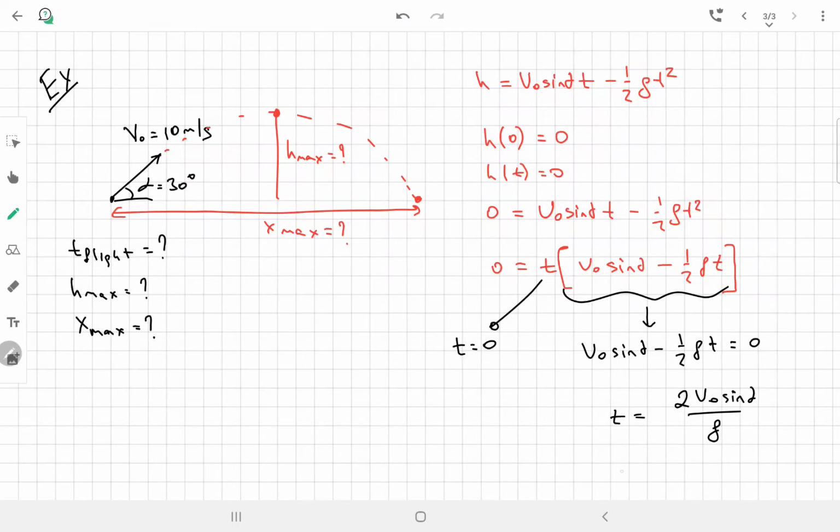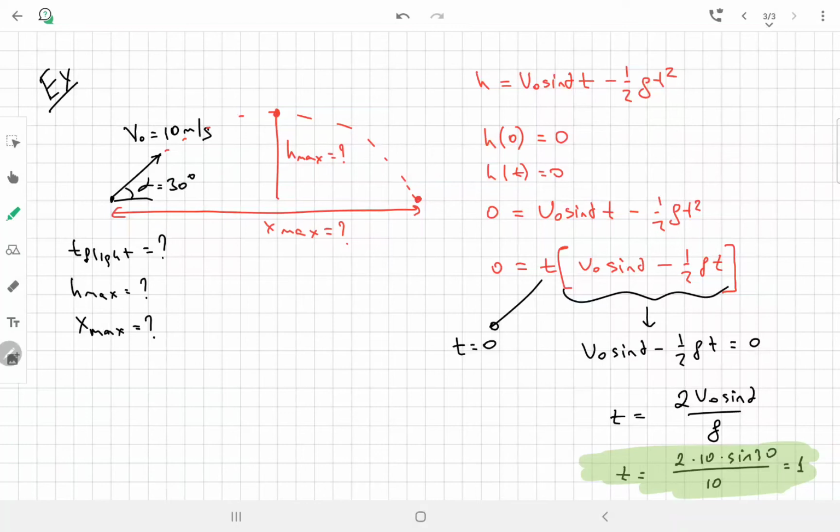So let's find 2 times 10 times sine 30 over gravity, approximately 10. So answer will be 1. Yes, 2 times sine 30 will be equal to 1. So after 1 second, again it will come back to the Earth, to the ground. We answered the first question.